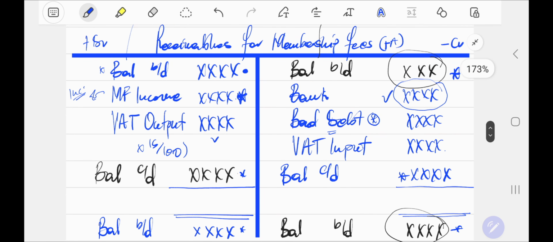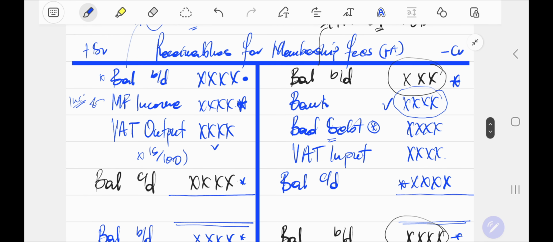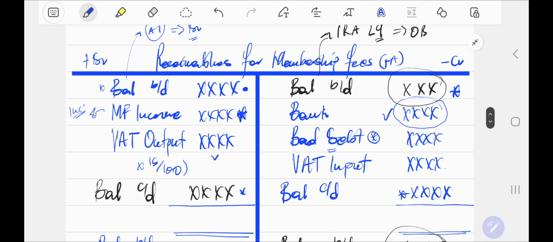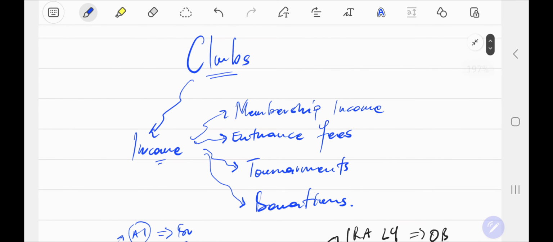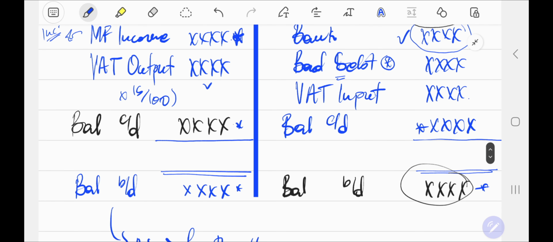So that is all that I wanted to explain to you guys as far as this receivables for membership fees account is concerned, and just a quick introduction to clubs so that when you go into practice you are able to understand what you are doing.